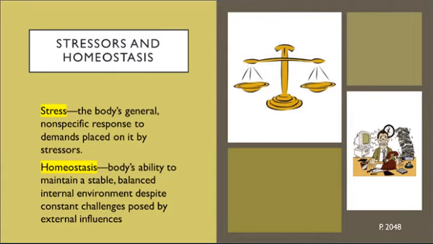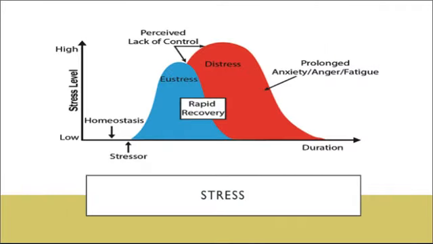Stress is the body's general, non-specific response to demands. Homeostasis is we want to maintain everything on an even keel. Stress can be good or bad. If it disrupts our equilibrium, that's when it's a problem. It can be physical, mental, or emotional. An event is a stressor if it creates a change in a person or a person's circumstance.